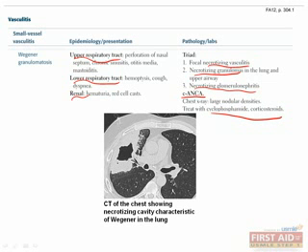Although this is a complex condition with many details, the most high-yield parts are 1. The fact that it's positive for C-ANCA, and 2. The presence of granulomas, especially in the lung and upper airways, such as this shown in the CT image here.